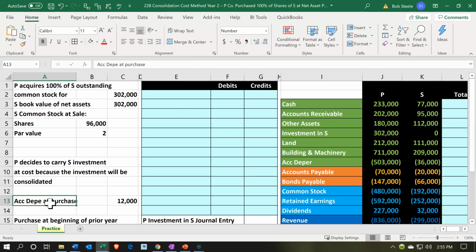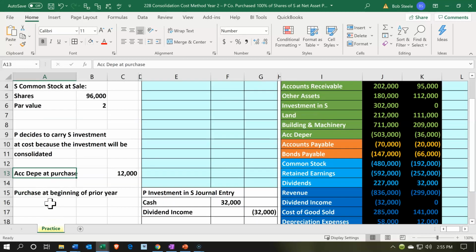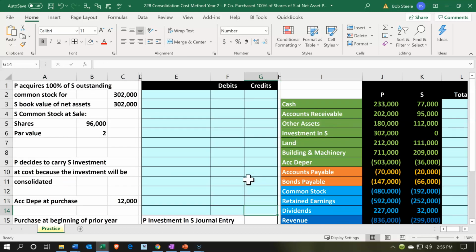The accumulated depreciation at the point of consolidation for S was $12,000, and the purchase was at the beginning of the prior year. So this is the second year. It wasn't purchased this year, but there are 2 full years that took place: the prior year, and then now this is the second year since this consolidation happened.